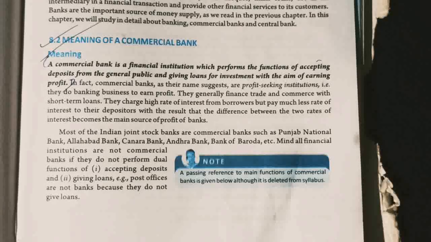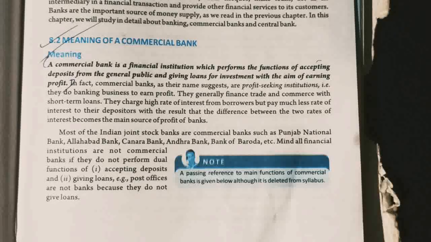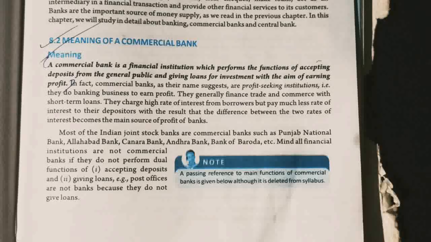Some examples of commercial banks are Punjab National Bank, Allahabad Bank, Canara Bank, Andhra Bank, Bank of Baroda, and even SBI is a part of commercial banks. Keep that in mind. But remember, financial institutions are not commercial banks if they do not perform dual functions. That means two functions: one is accepting deposits and two is giving loans. Therefore, post offices are not commercial banks because they only accept deposits from the general public and they do not give loans to others. Keep that in mind.